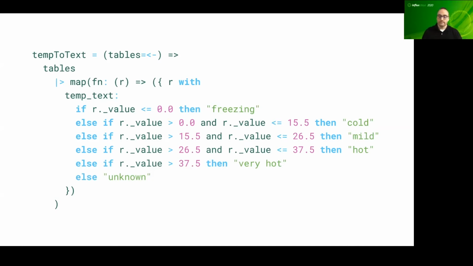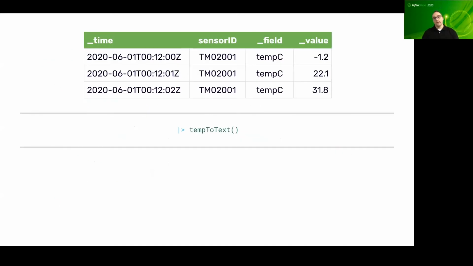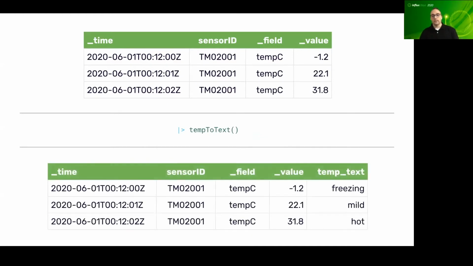So if I take my custom temp to text transformation and I use this input table, I have a negative Celsius temperature and then other Celsius temperatures. This will be my output table. Because I used the with operator, it didn't modify any of the existing column values, and I only added the temp_text column with the corresponding text value based on the conditional logic inside my map transformation. So I get freezing, mild, and hot with the corresponding temperatures.